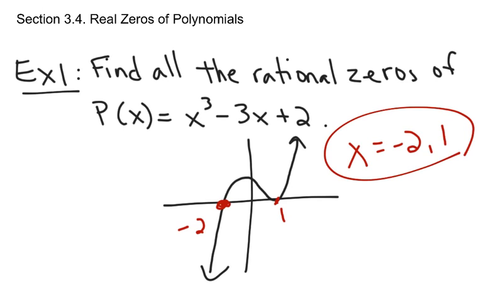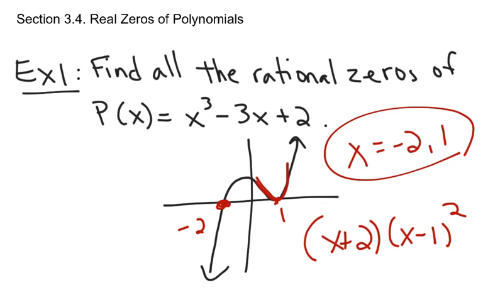But the other thing that we're going to talk about doing is factoring polynomials. So in factored form, this polynomial would be x plus 2 and x minus 1 squared. The reason it's x minus 1 squared is because at this zero, the shape of the graph is a parabola, and we called that multiplicity 2, or in other words, the factor is a square.